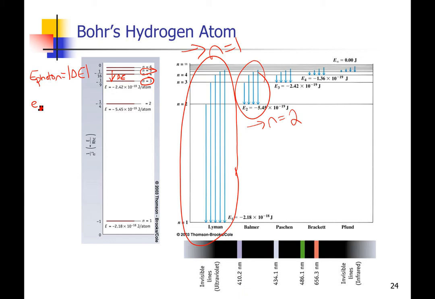If we are looking at emission of light, the delta E will be negative. If we were looking at absorption, the delta E, the energy change, would be positive. But either way, the photon involved has the same amount of energy.